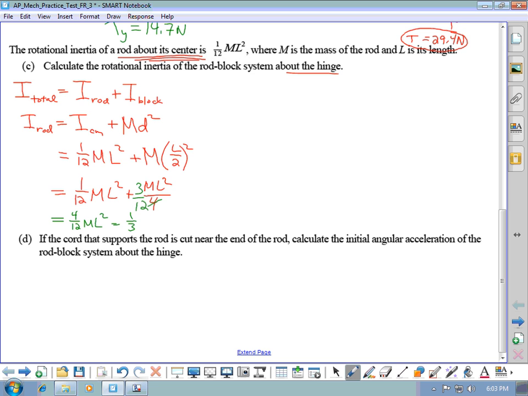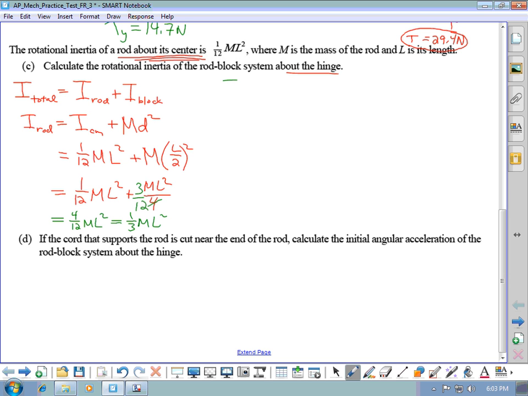So that's the 1/3 ml squared of the rod about its end, which is a common result. It was acceptable if you just knew that result and you used it. They gave full credit for that, but they did give you enough information to be able to get that.